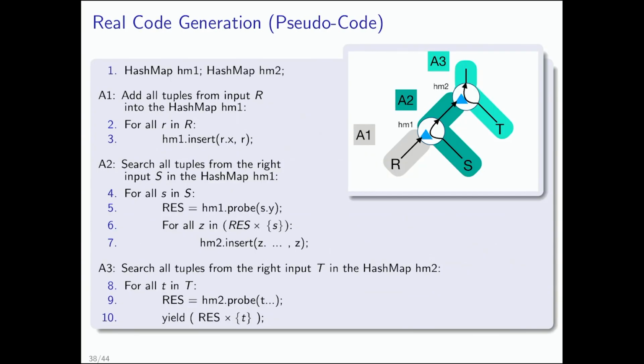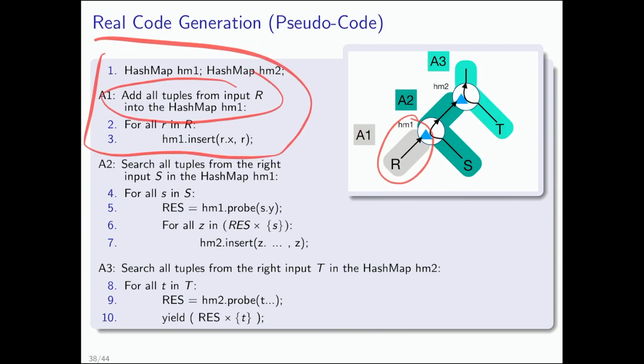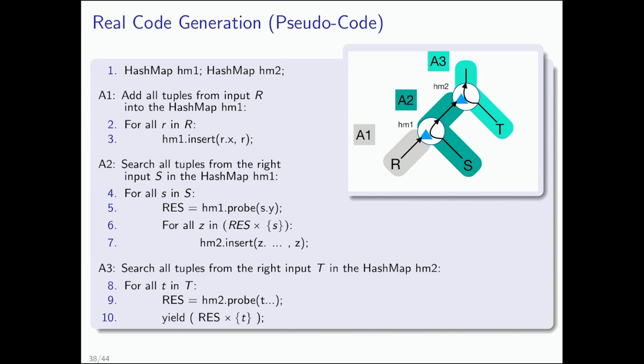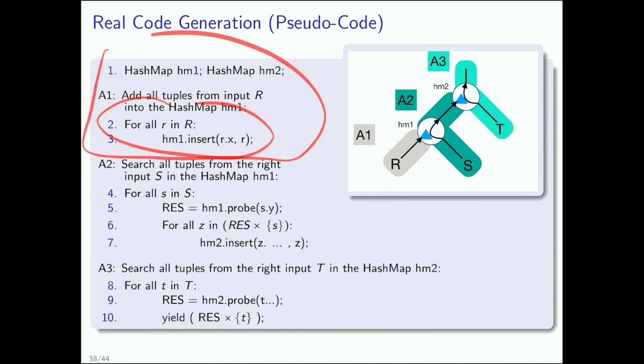And here's an example of code generated for that. This is basically pseudocode of what you could do. So you have two hash maps. Now you add all tuples from R into hash map HM1. That's this first plan segment: looping over all tuples from R and inserting them into the HM1 hash map. That is the first segment, this gray segment, A1.